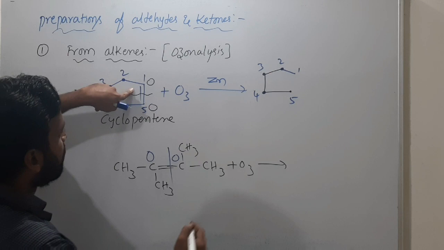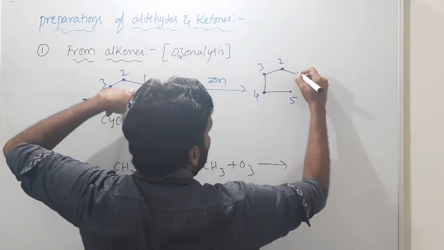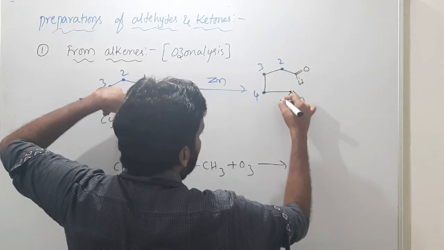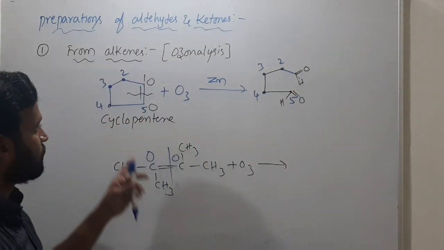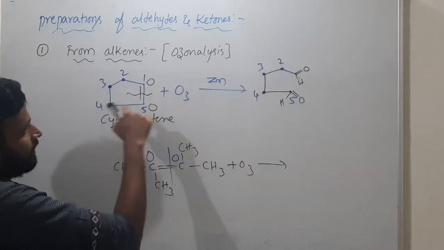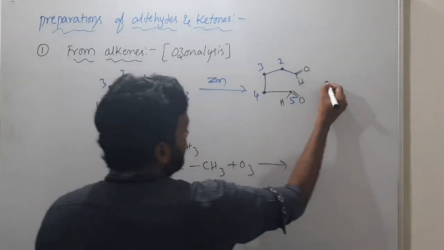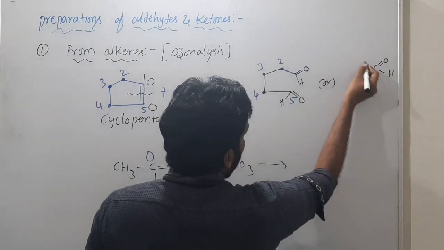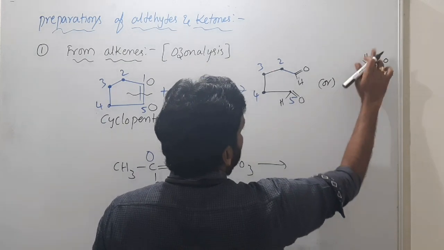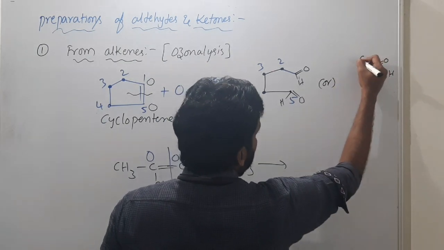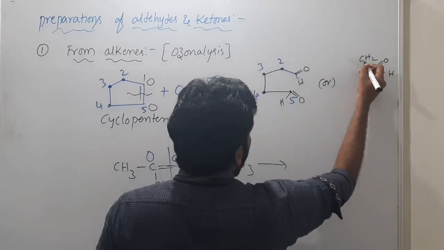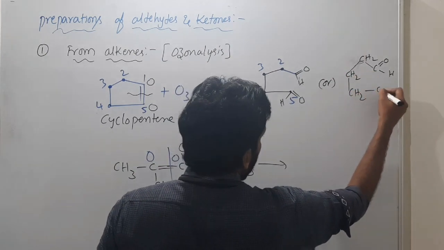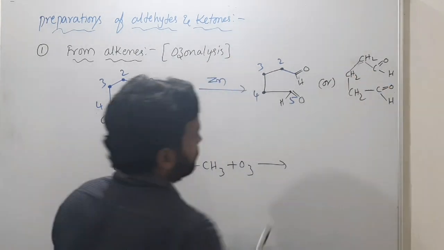So at first carbon, one oxygen, that means you are having double bond O and H, and here also double bond O and H. Understood what happened here? So here CHO and here CHO. That means you can write it like this otherwise: C double bond OH, then CH2, CH2, CH2 and C double bond OH.